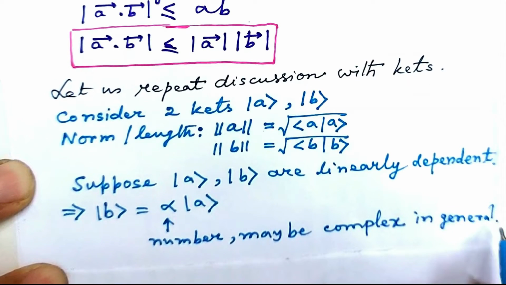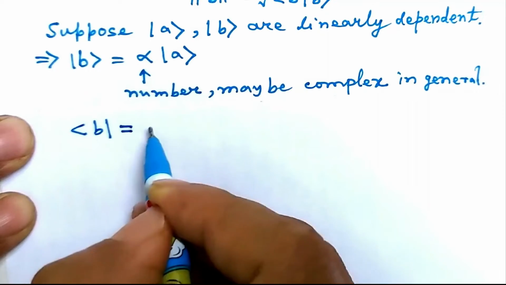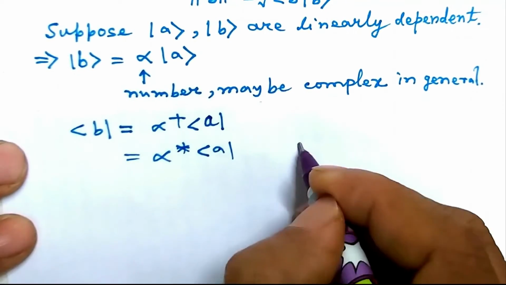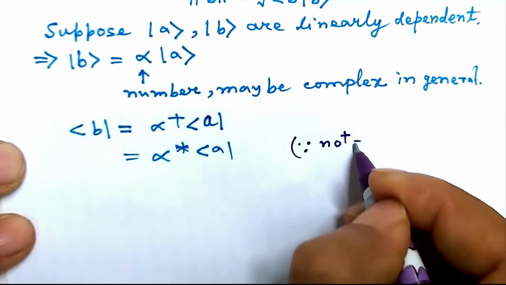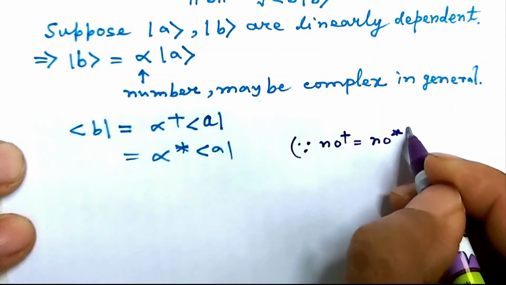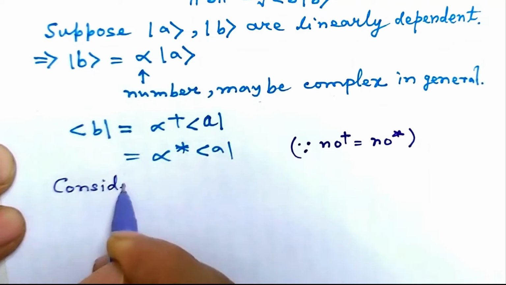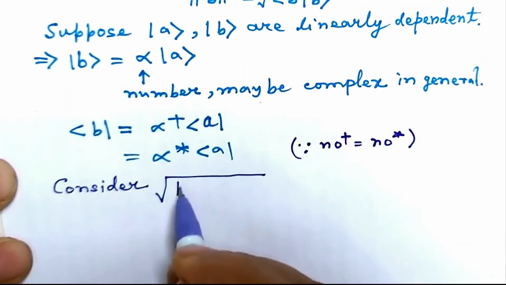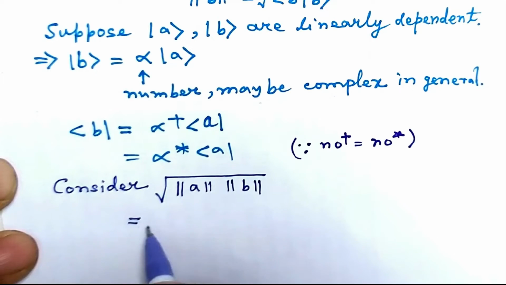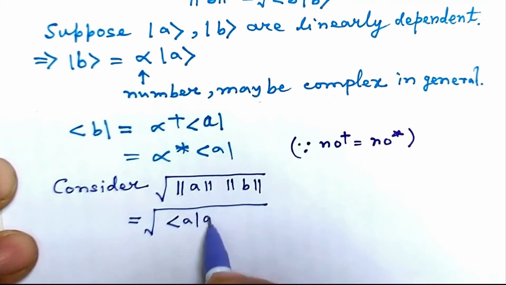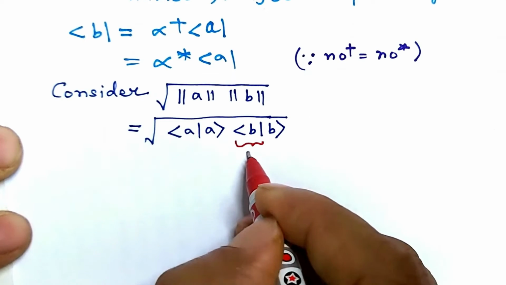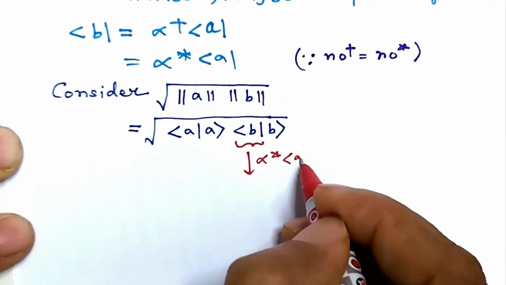From this relation we get bra B equals alpha dagger bra A, which equals alpha star bra A, since a number dagger is equal to the number star, star representing the complex conjugate of the number. Consider the quantity square root of norm of ket A into norm of ket B. This is equal to the square root of bra A ket A into bra B ket B. Now bra B is alpha star into bra A.